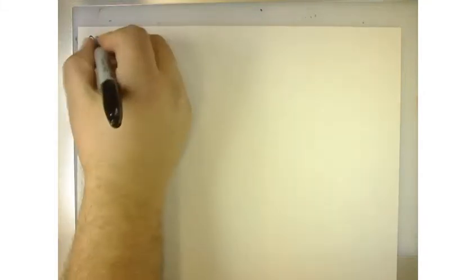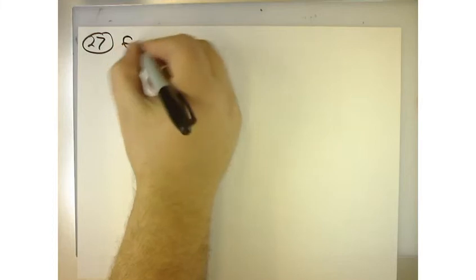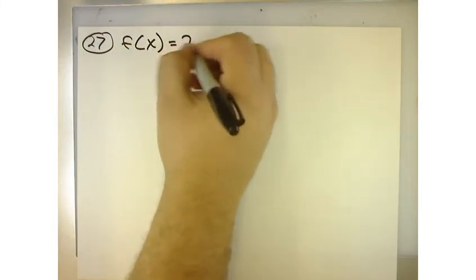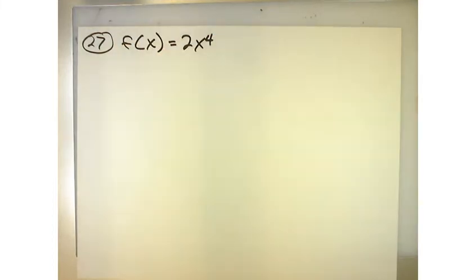7 out of your textbook, we're given the function f of x is equal to 2x to the fourth. And again, we're asked to state the power and the constant of variation of the function. Then we're asked to graph it. Then we're supposed to analyze it in the manner that's done in example number 2.